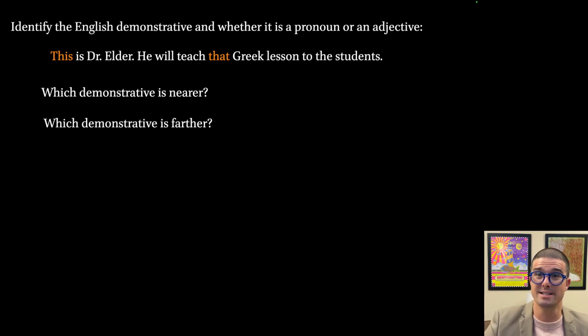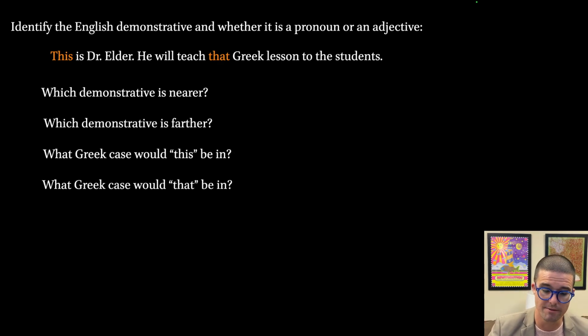This right here is Dr. Elder. He will teach that lesson that's happening on the screen right now to the student. So that is the farther demonstrative. This is the nearer demonstrative. And then what case is this going to be in, and what case is that going to be in?